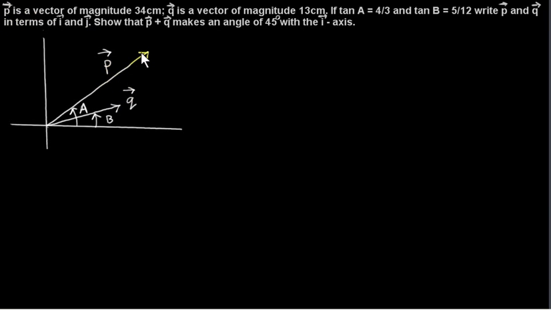P is a vector of magnitude 34 centimeters. Q is a vector of magnitude 13 centimeters. If tan of A equals 4/3 and tan of B equals 5/12, write vectors P and Q in terms of i and j.